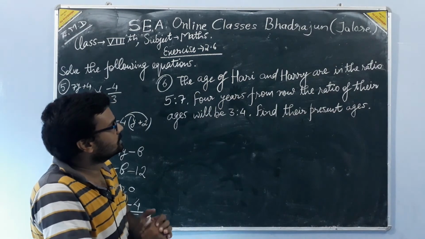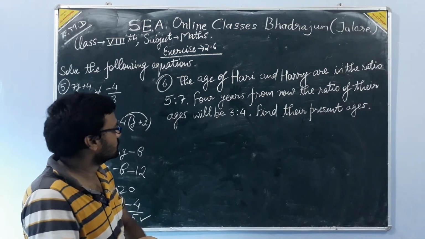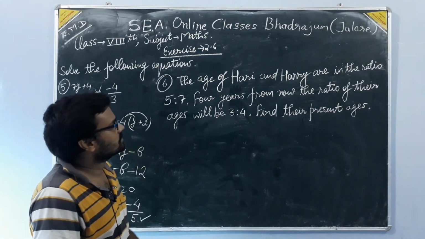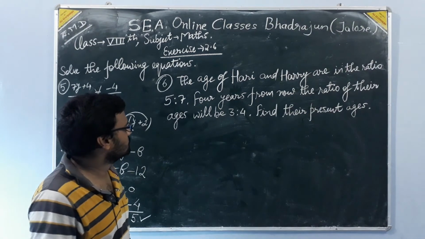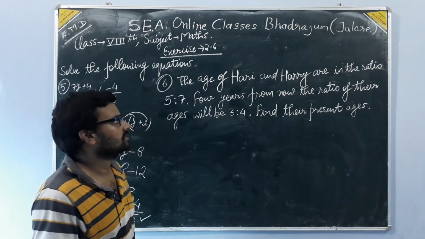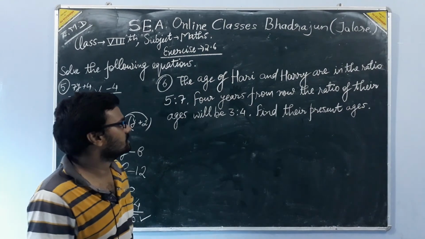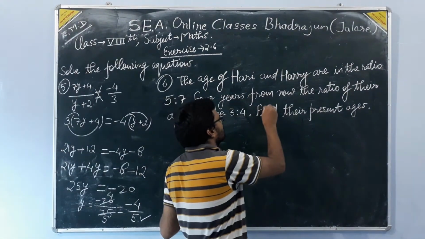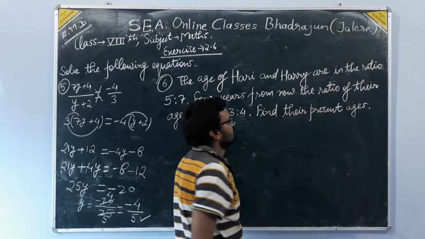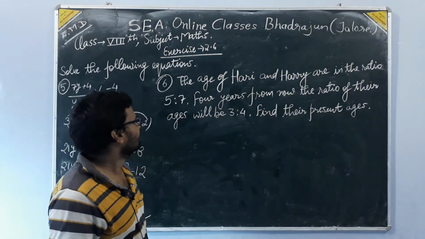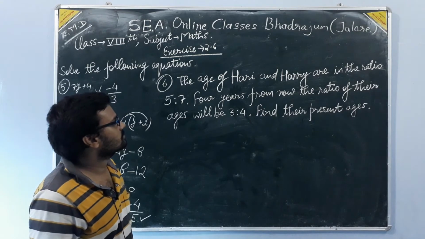The ages of Hari and Harry are in the ratio 5:7. 4 years from now the ratio of their ages will be 3:4. Find their present ages. Present ages कितनी होंगी वो हमारे को find out करना है. So 4 years from now.